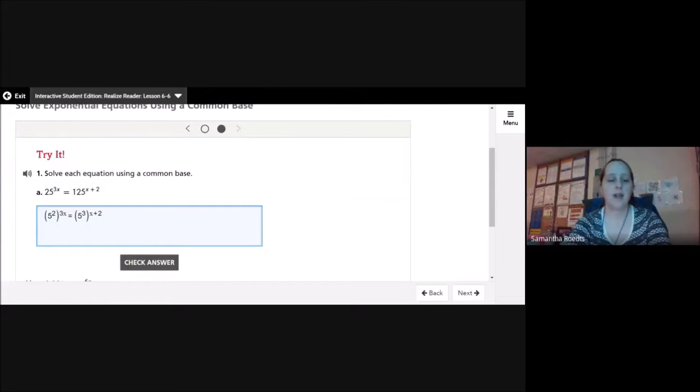And I can apply the power rules. When I'm raising an exponent to an exponent, I multiply them. So this is really 5 to the 2 times 3x, which is 6x, equals 5 to the 3x plus 6. Since they have the same base, I can set their exponents equal to each other. Subtract 3x from both sides, so I get 3x equals 6, and then divide both sides by 3, so I get x equals 2.